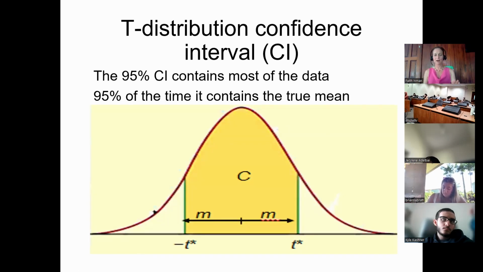A little bit more about confidence intervals. This helps to visualize it. So the 95% confidence interval contains most of the data, right? 95% of the time, it contains the true mean. Less than 5% of the time, the true mean will fall out of that.